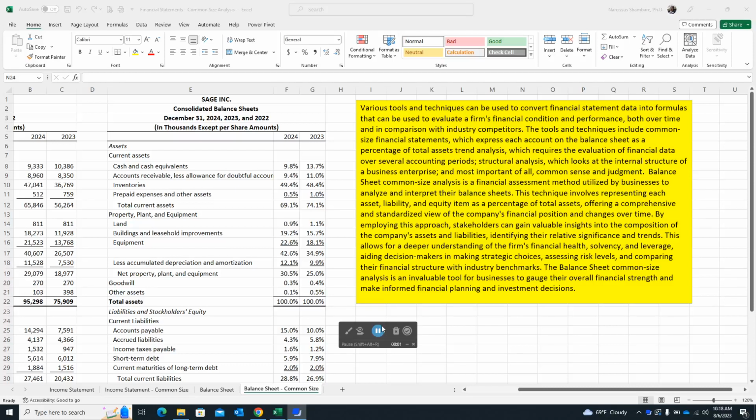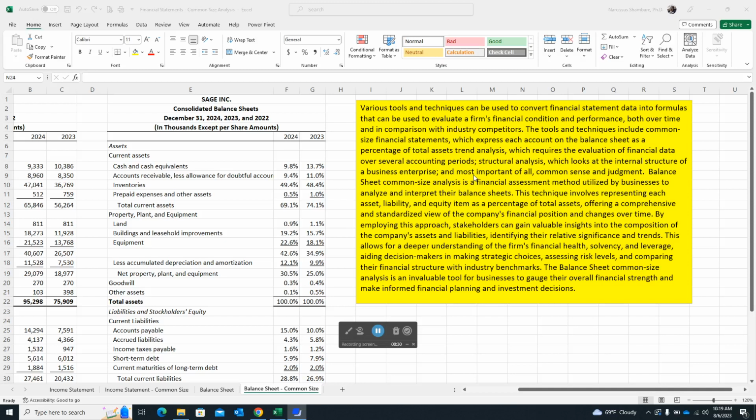Hello there, welcome to a demonstration on how to perform a balance sheet common size analysis. There are various tools and techniques that can be used to convert financial statement data into formulas that can be used for the purpose of evaluating a firm's financial condition and performance. Again, this can be performed both over time or in comparison with industry competitors.